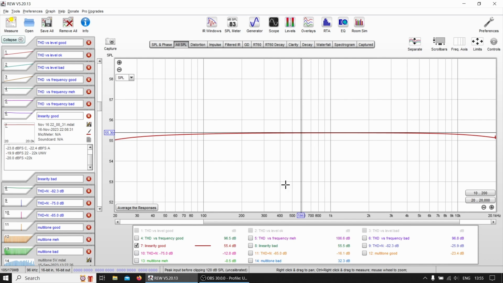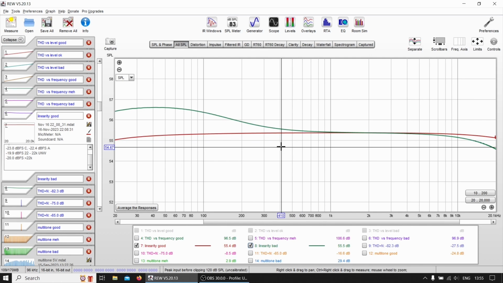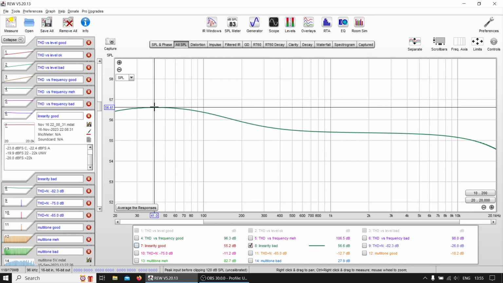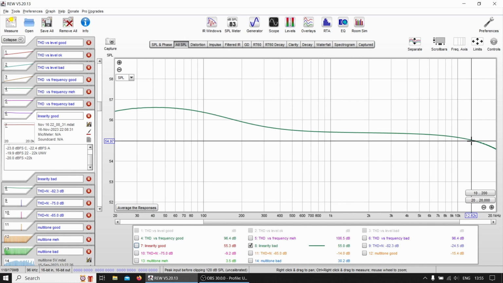Now, what would be a bad example of linearity? Something like this. Now, again, if I remove this and we have a look at the scale only, this goes from 56.6 to, let's say, 55.